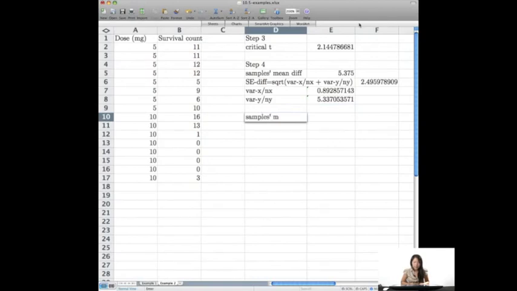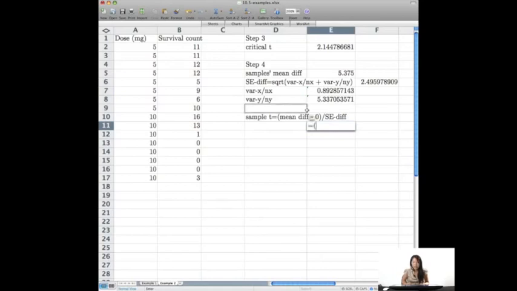Once we have all of that, we can find the sample's mean difference t. So the sample t would be the sample's mean difference minus 0 divided by the standard error. I'm just going to leave out that subtract 0 part, divided by the standard error, and we get 2.15. Ooh, we're close. But it is still more extreme than 2.14.